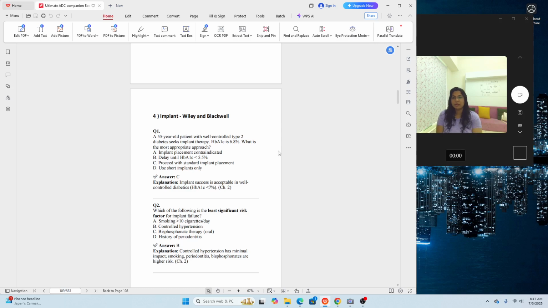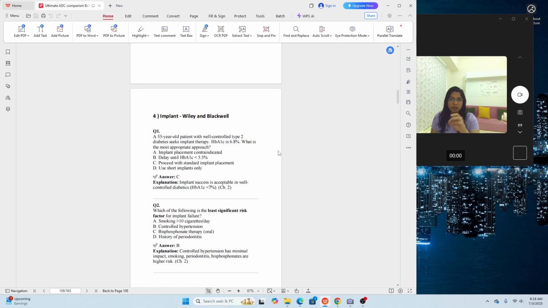The first question: a 55-year-old patient with well-controlled type 2 diabetes seeks implant therapy. HbA1c is 6.8%. What is the most appropriate approach? Most appropriate. Like I said, whenever you find this adjective, it means mostly all the options would be correct. You have to choose the most appropriate one, correct?